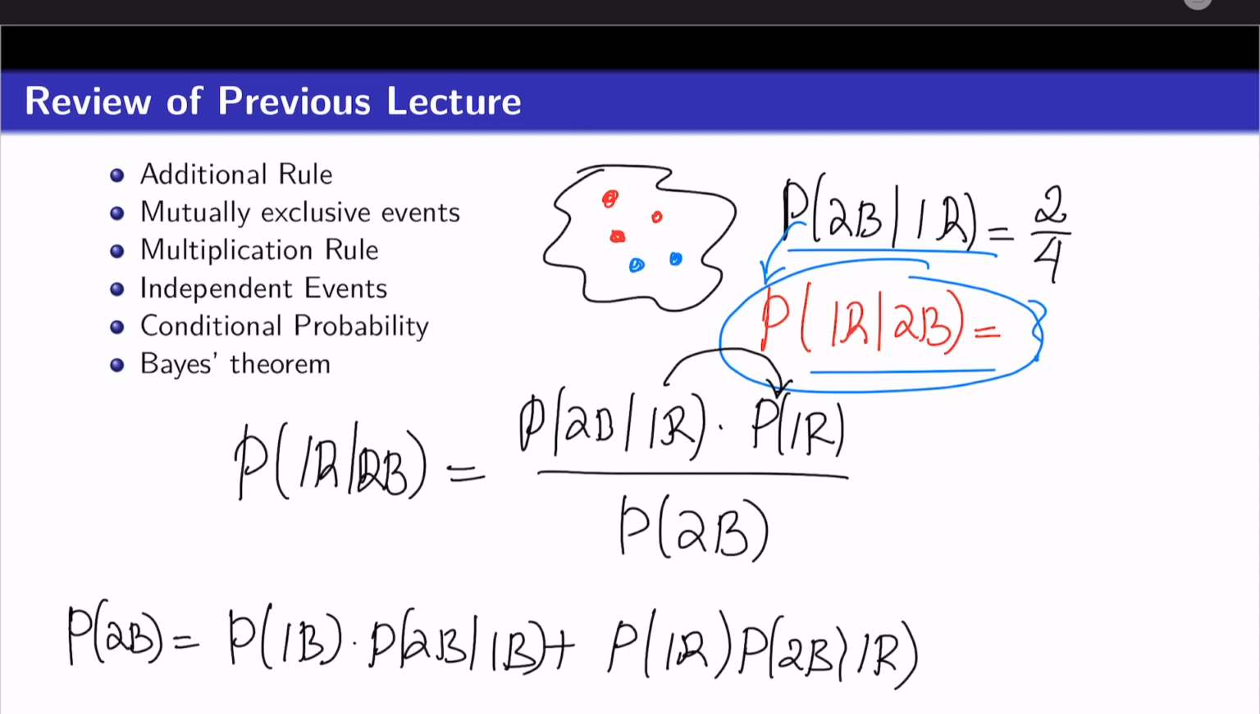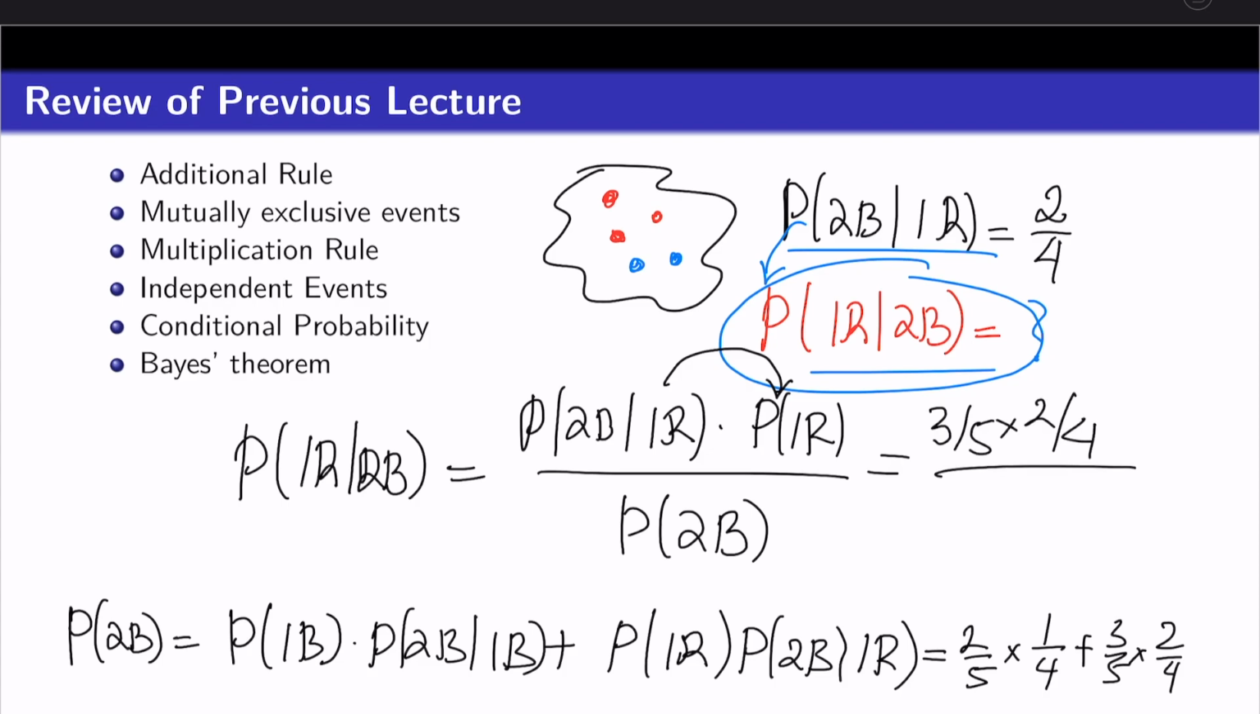If you sum, what you get is 2 over 5 times 1 over 4, plus 3 over 5 times 2 over 4. Okay, so I'm going to put everything together here. The first red is 3 over 5 times 2 over 4, which is 6 over 20, right? And here I've got 2 plus 6, 8 over 20, and this is going to be 6 over 8.